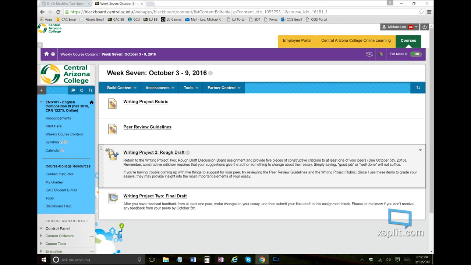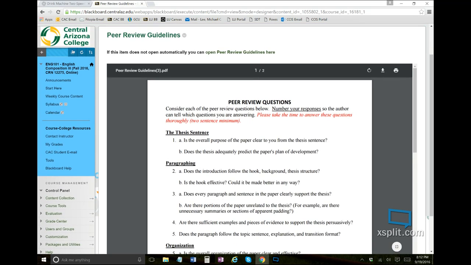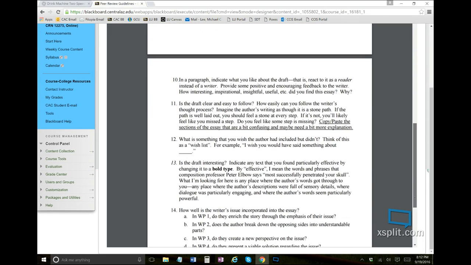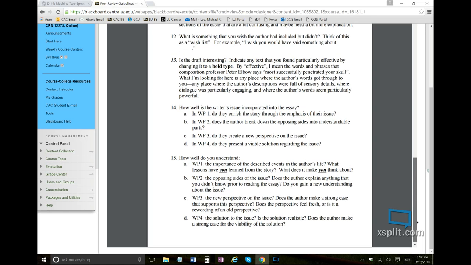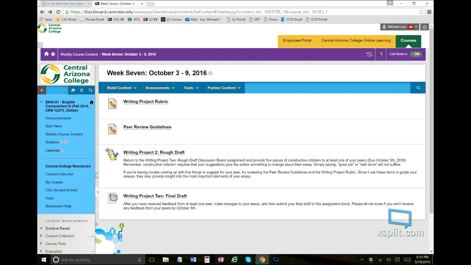But if you're struggling and maybe can't find 5 things, take a look at the peer review guidelines, because these are what I use to grade the essays in the first place. So if you can find something in here that the author needs to work on, that might give you somewhere to go whenever you're giving them their suggestions.